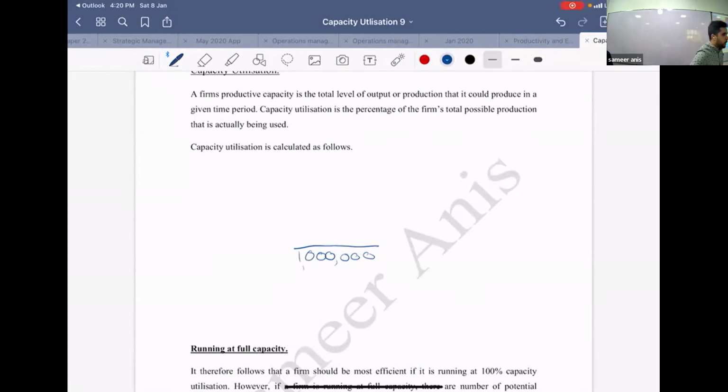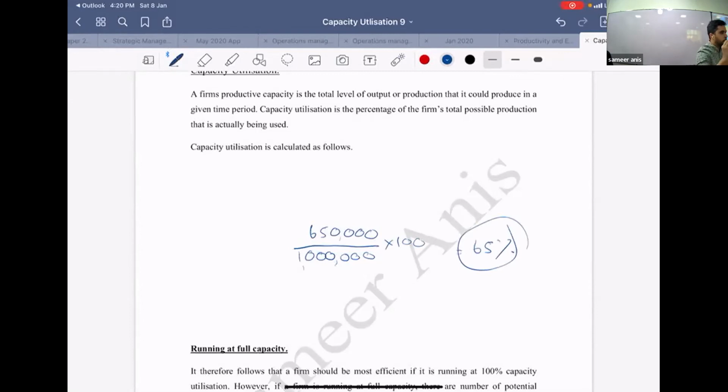Then there's no point producing 1 million. What are you going to do with the extra units? You will have to throw them away. Demand is only for 650,000, which means your current output is 650,000, multiplied by 100. You will get an answer of 65%. What does that mean? From the total capacity you have, you're using only 65%.